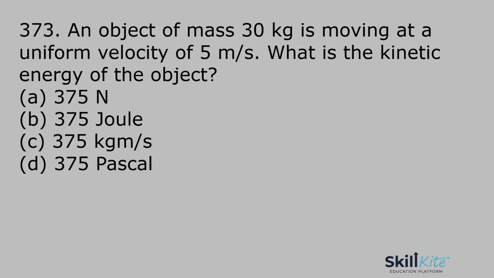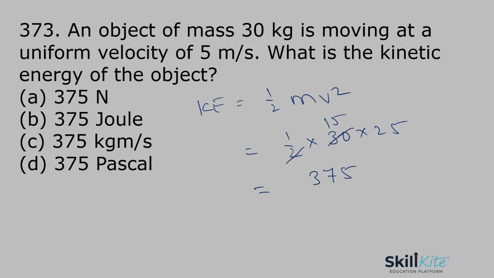An object of mass 30 kg is moving at a uniform velocity 5 meter per second. What is its kinetic energy? Half mv square. Half into 30 into 25, it is around 375 joules. By looking at the unit we can decide. All the options have the same numerical value, right? So no need to find the solution by using the formula. If you observe the unit we can find that.